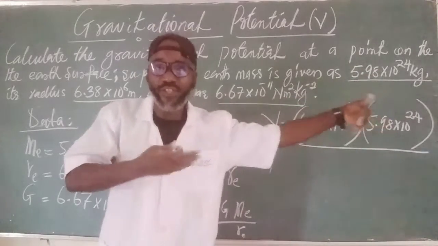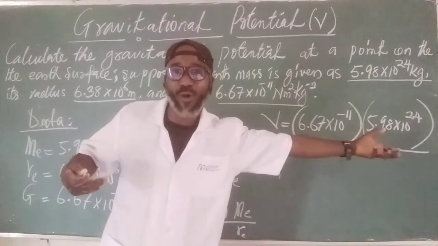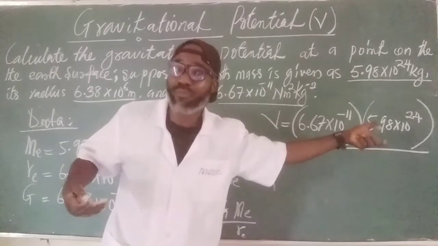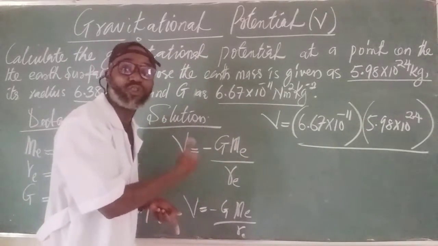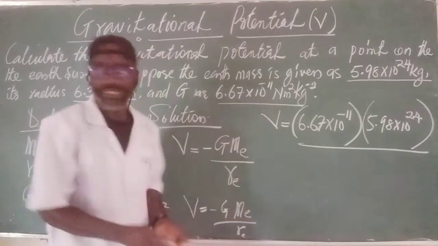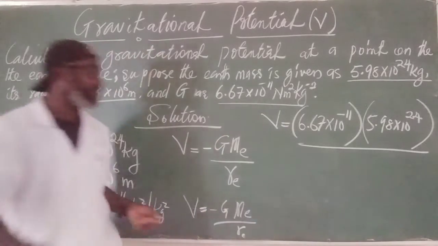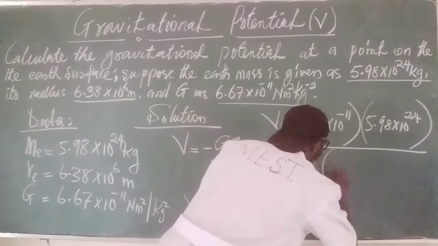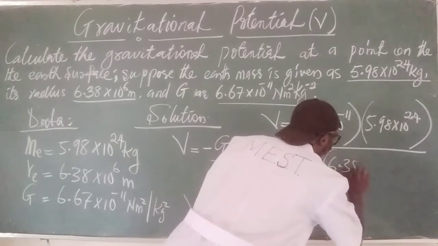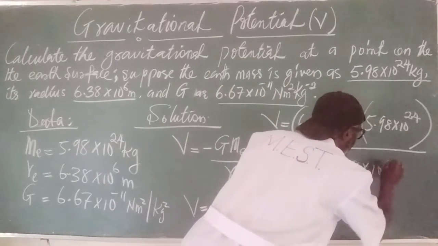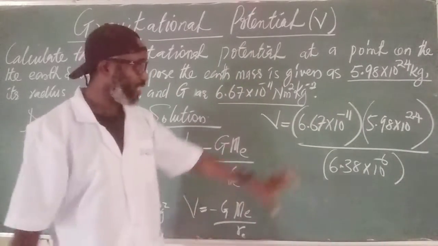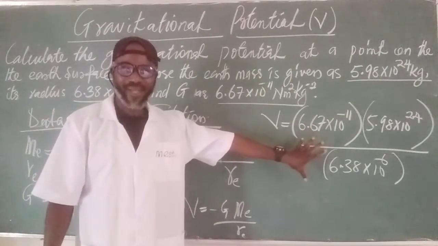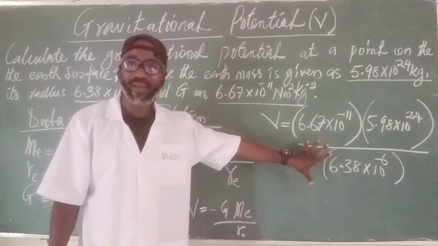The radius is the distance separating the point where the work is being done from infinity in bringing a unit mass to that point where the gravitational field should be felt. That is the radius, and it's given as (6.38 times 10 raised to the power 6 meters), all closed. And look at it very well. I have done a lot of work here.